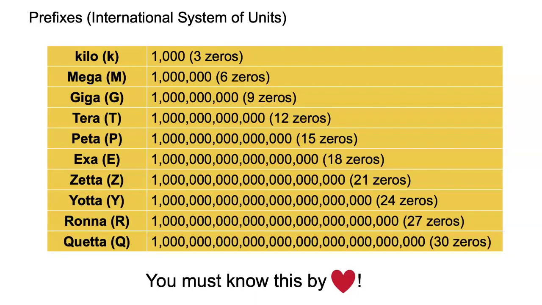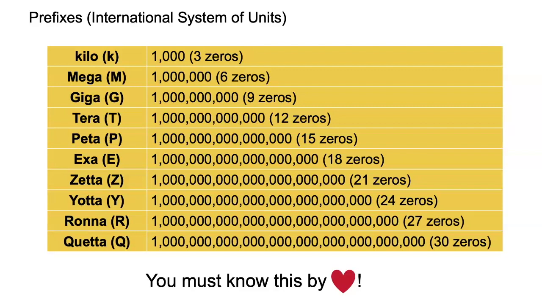Volume has to do with the quantity of data. I recommend you learn these prefixes. You probably know the first ones from the size of disks, megabytes, terabytes, and so on. It's a good idea to learn the others. Ronna and Quetta are actually quite recent. Yotta is enough for the size of the entire visible universe, but somehow it still wasn't enough.